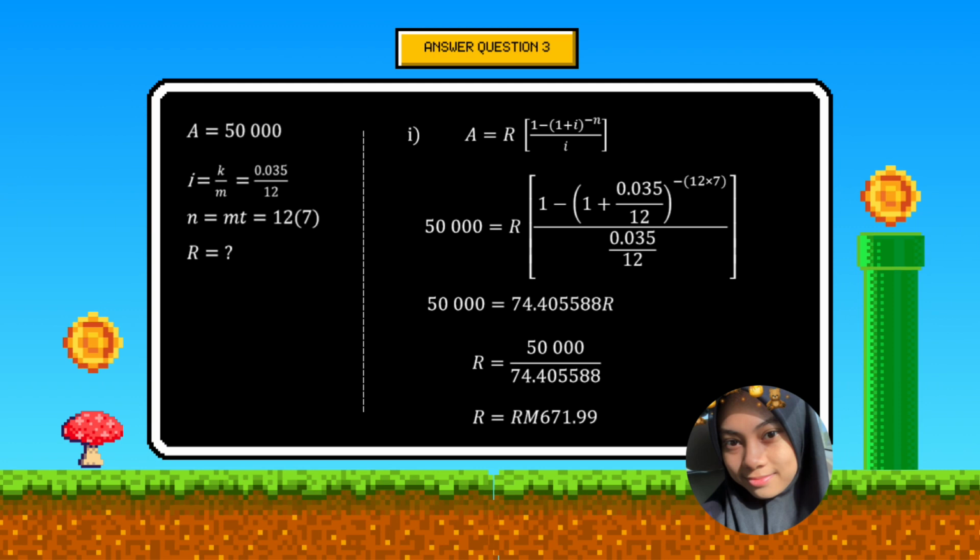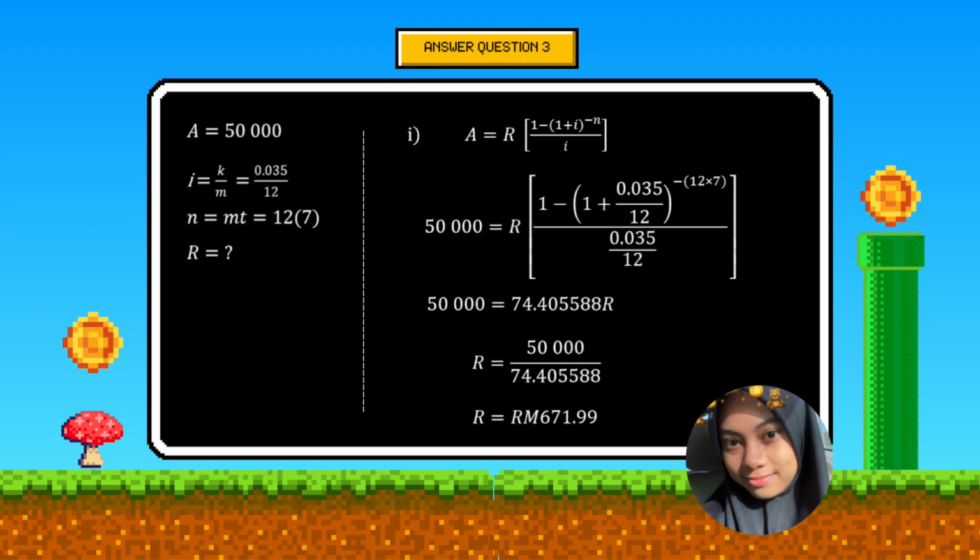To answer the first question, we have to use the present value formula, which is A equals R open bracket 1 minus (1 plus i) to the power of negative n, divided by i, close bracket. A equals 50,000, i equals 0.035 over 12, n equals 12 times 7, and R is unknown.